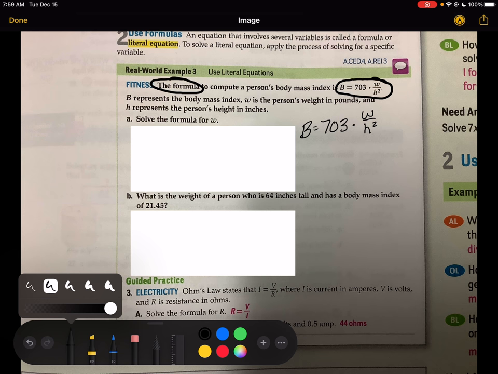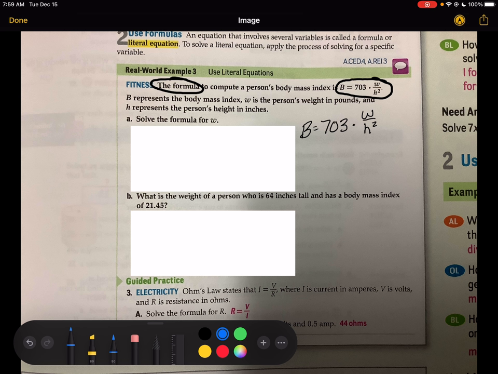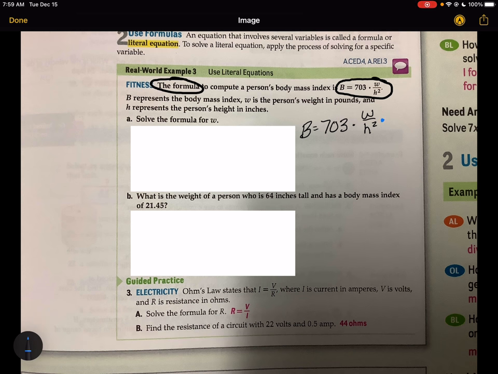I'm going to choose a different color. I need to get H squared out of the denominator. And remember, the denominator of a fraction is the part we are dividing by. So essentially we're doing W divided by H squared. To undo division, we're going to multiply. So we're going to multiply this side by H squared.